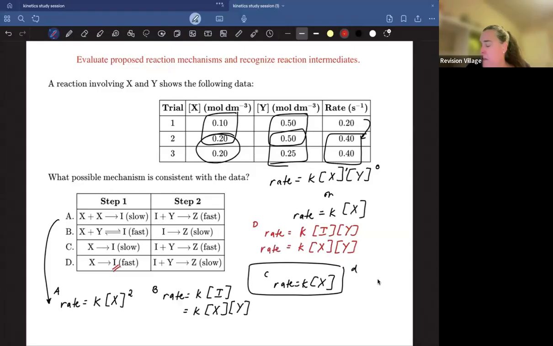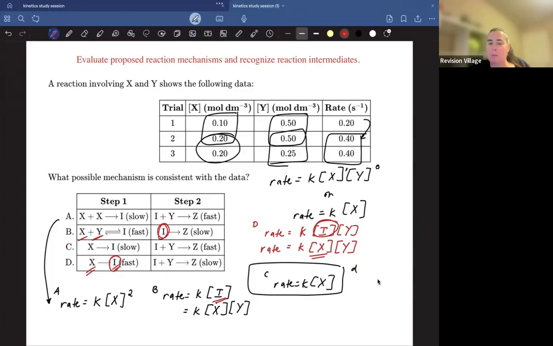When I first started teaching IB, I tried really hard to make that description better. And I don't see a reason to overcomplicate it anymore. When you have an intermediate, you're going to go to the reaction where the intermediate was formed, and you're going to replace the intermediate with the reactants of the reaction where it was formed. So when you see this I, we replaced it with X. That's because I was formed from X. When we saw this I, we replaced it with X and Y. That's because I was formed by X and Y. So I don't try to do anything clever anymore.